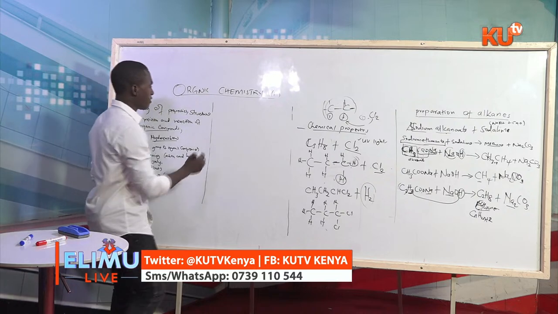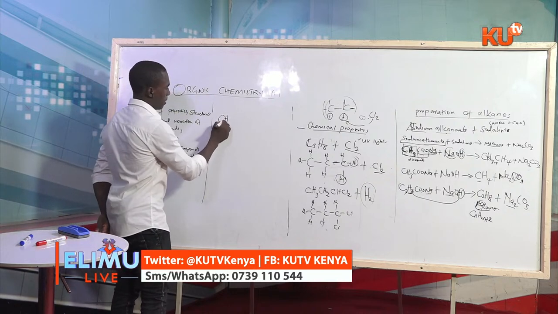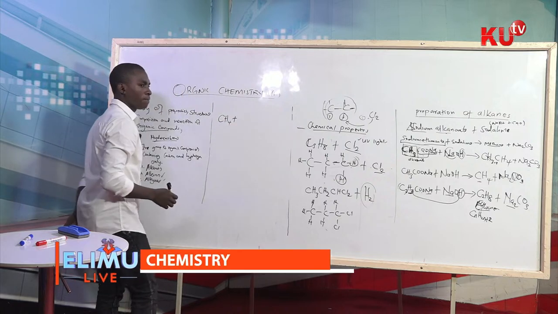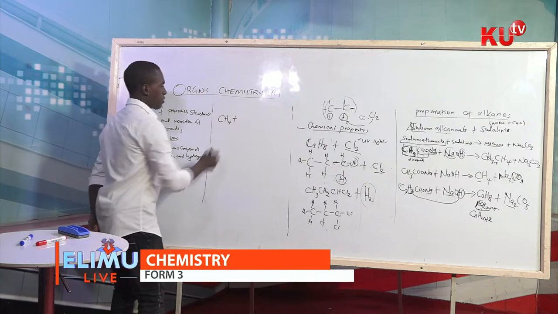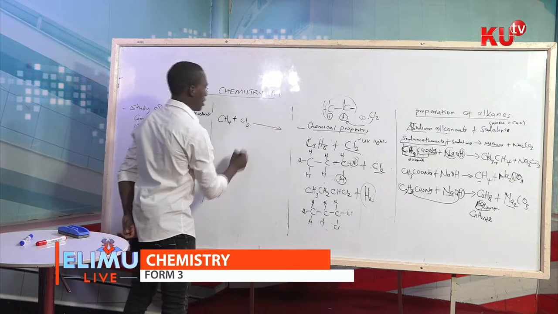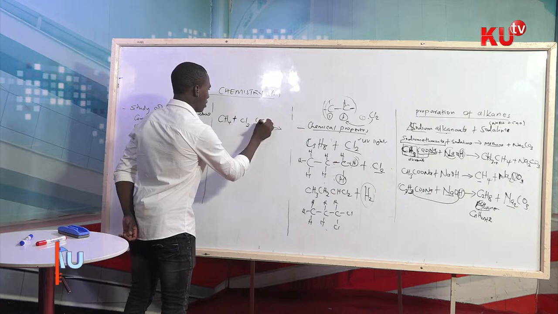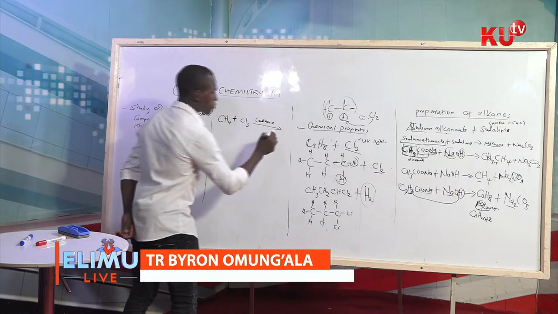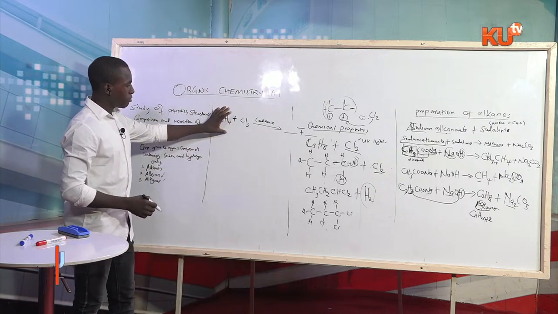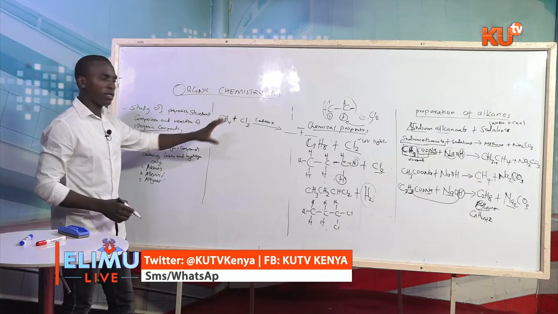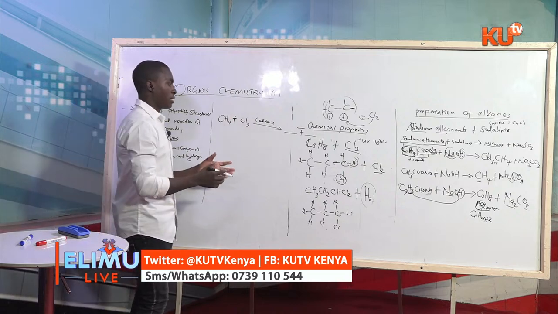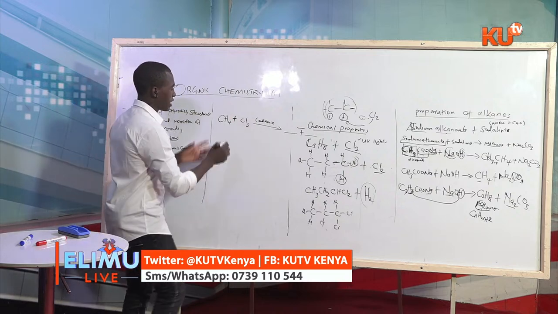In examination, you'll be given a question. Let's say that is methane, and it is reacting with chlorine. And the condition here is unknown. And you'll also be asked to give the name of the product. So remember, the reaction between alkanes and halogens is a substitution reaction and cannot take place in darkness. There must be UV light. There must be presence of ultraviolet light for the reaction to take place.